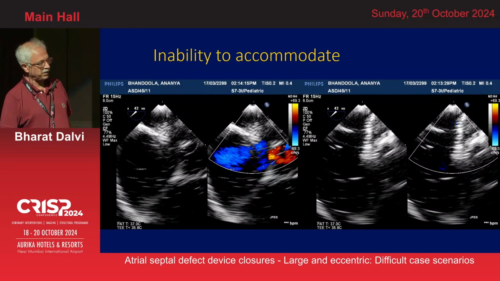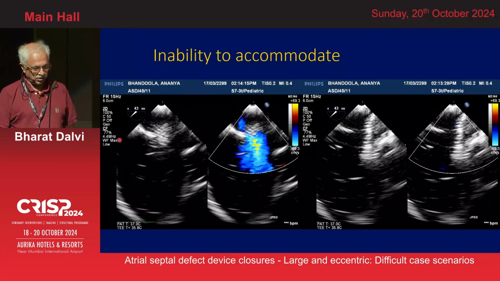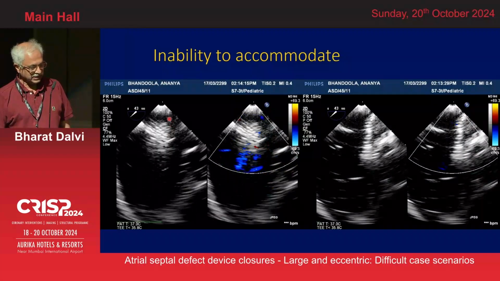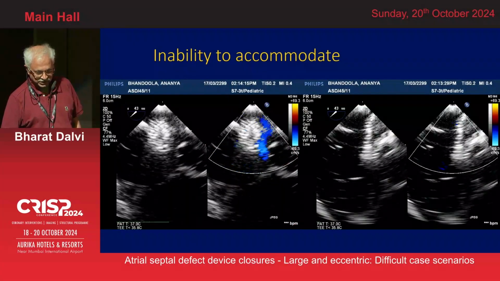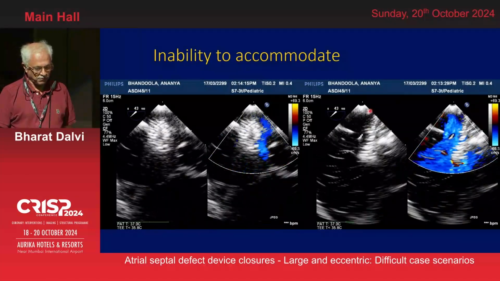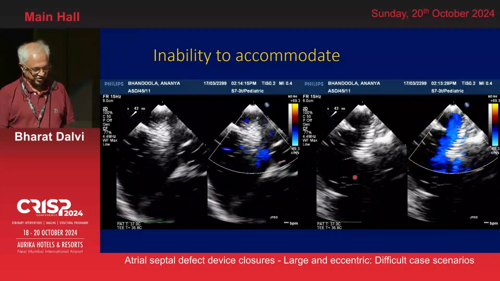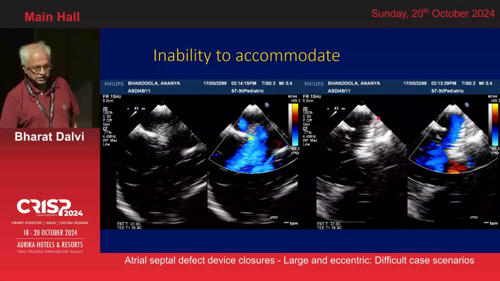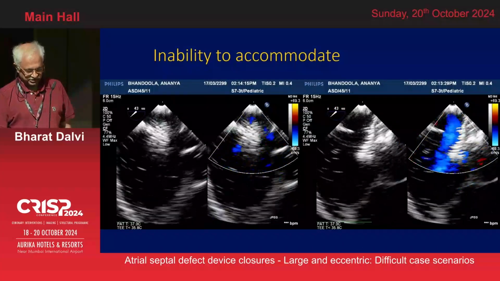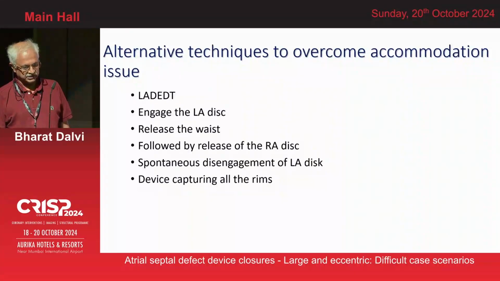So this is an example of inability to accommodate. Now you can see that there is just no place in the left atrium for this 19 or 20 millimeter device. When it opens up, there is no place, so it kind of drops across the defect into the right atrium. So the malalignment is secondary to inability to accommodate the left atrial disc within the small LA cavity.